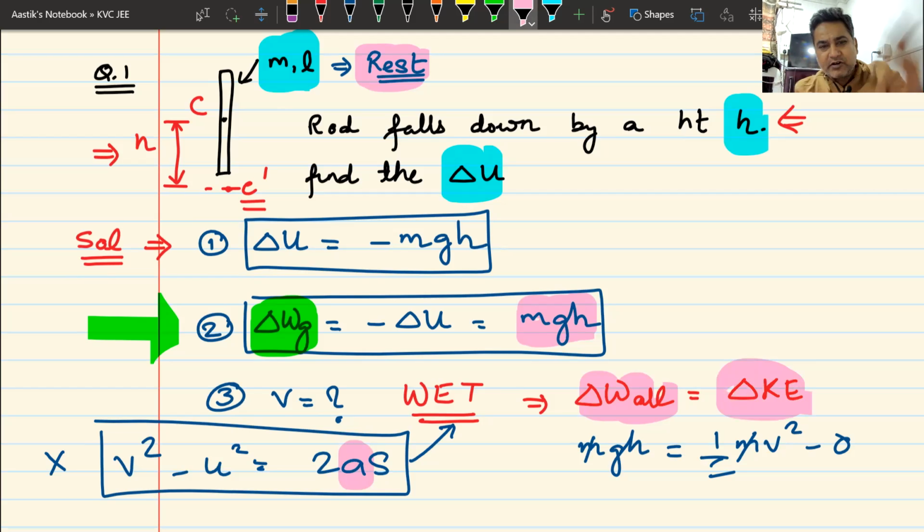Find out the work done by all forces. When you find out the work done by all forces, if they are constant forces, you will get them straight away. If they are variable forces, you will integrate them and get them. So your chances of making a mistake are very less. Are you getting my point? Can I have some raised hands that you understand this?